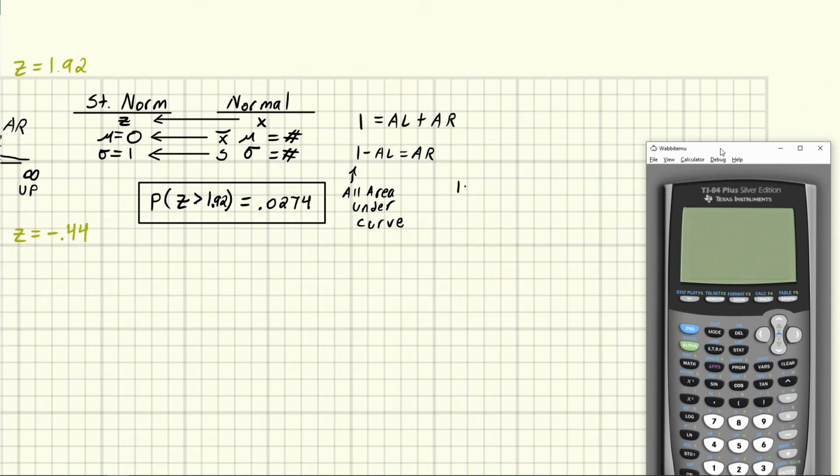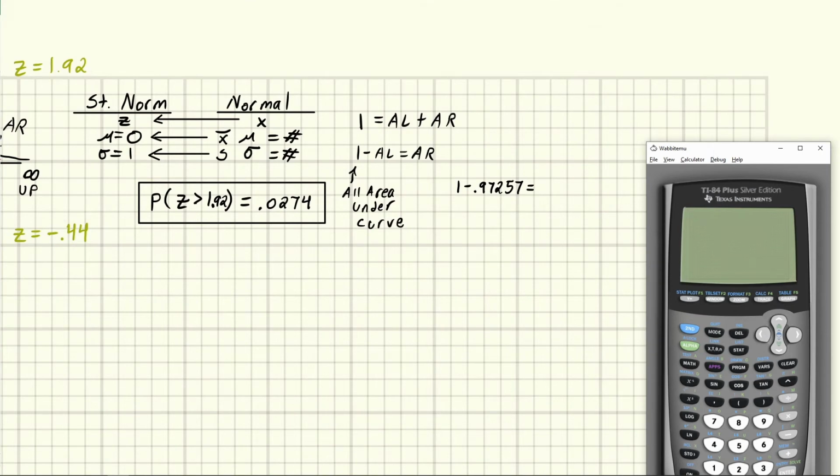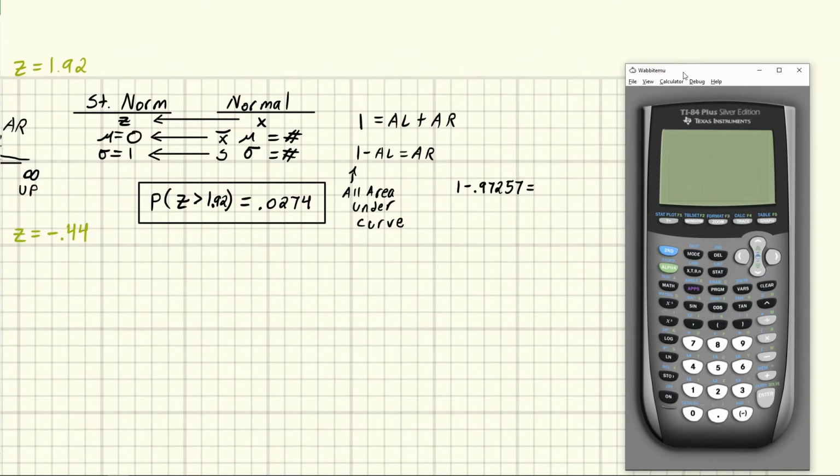So we say 1 minus 0.97257. What is that? It should be very, very close. It should be the same as what's over here. Now there might be small rounding errors because a chart basically does what a calculator does and just rounds at a lot of spots. So your chart might only have 4 spots of accuracy. That's totally fine. It should be a number very close to this.